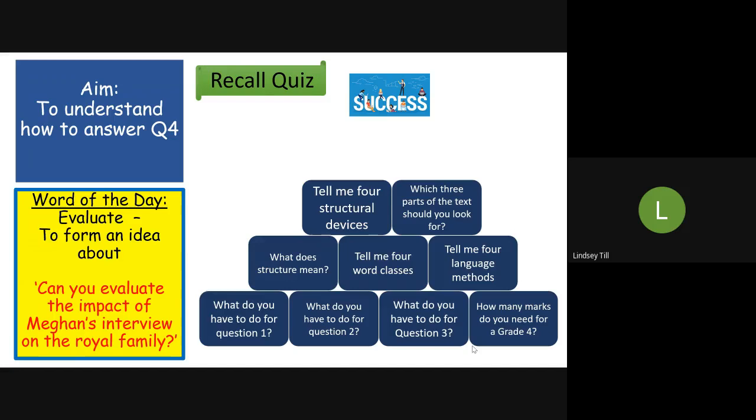So tell me 4 structural devices. I have mentioned some already. We could have flashback. We could have foreshadowing. We could have description of character, dialogue, a cyclical ending, a cliffhanger, all sorts of different ones. Go back to the other video if you can't remember. And how many marks is the structure question worth? It's worth 8 marks.